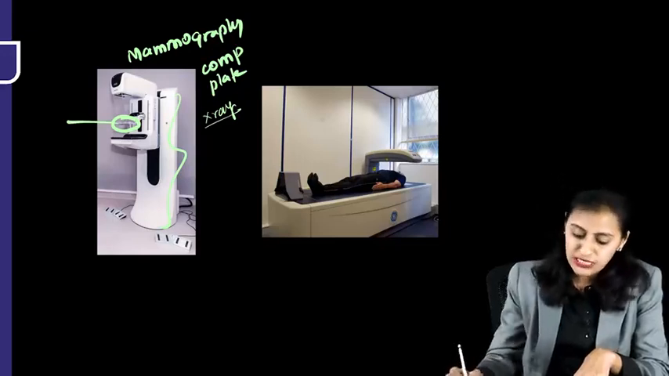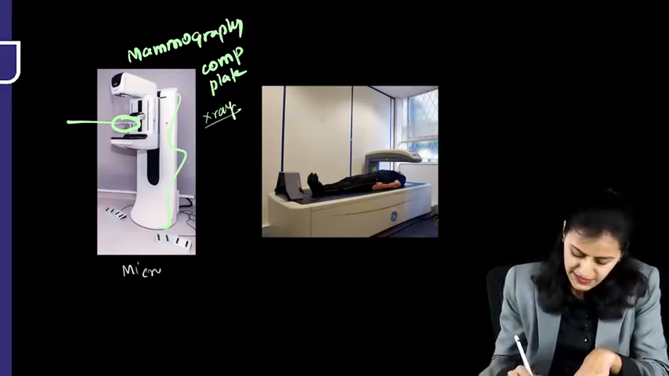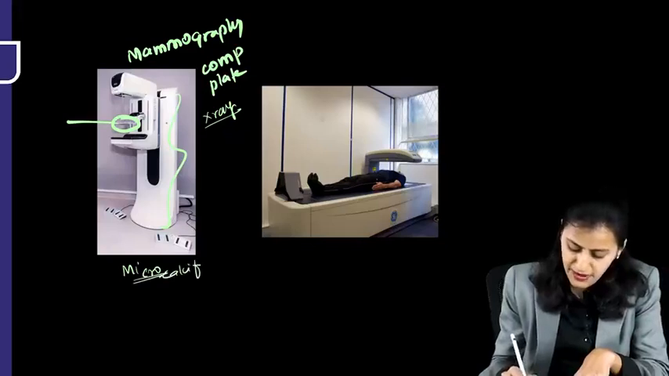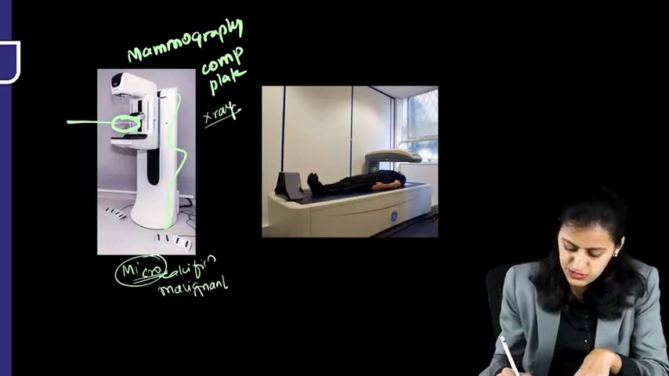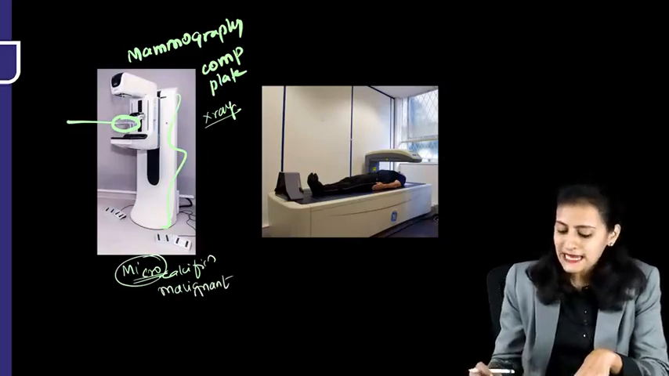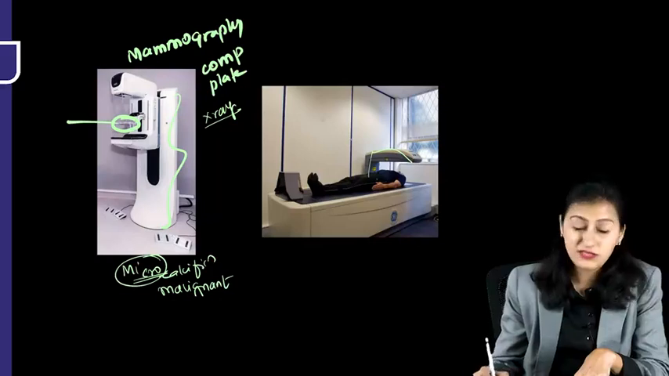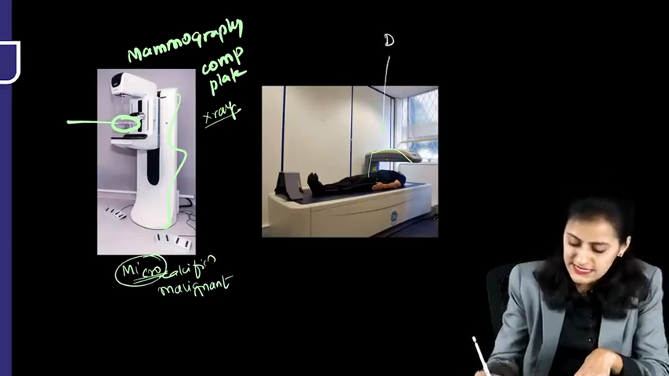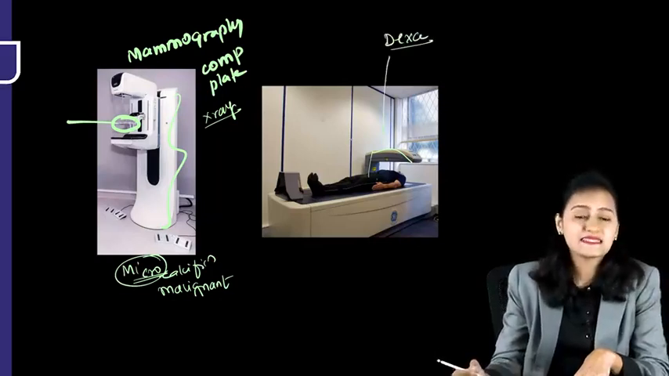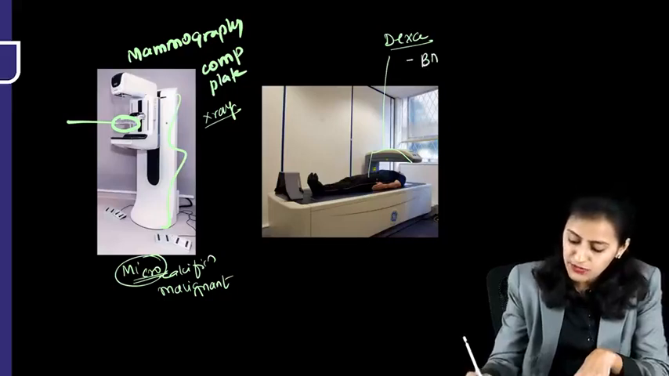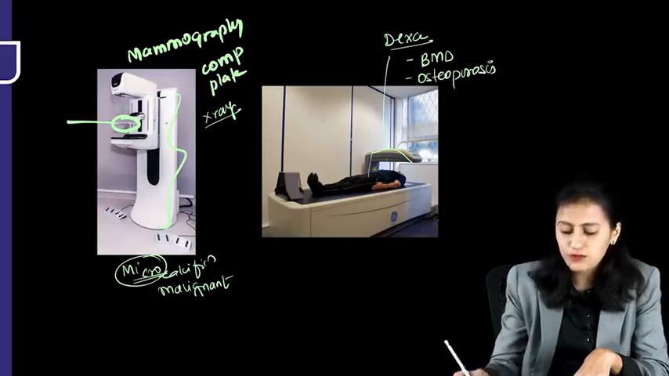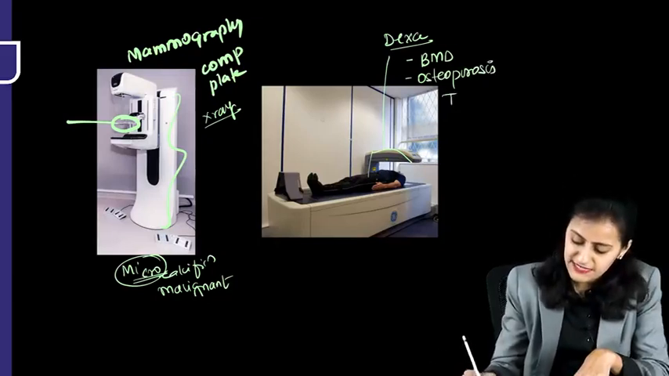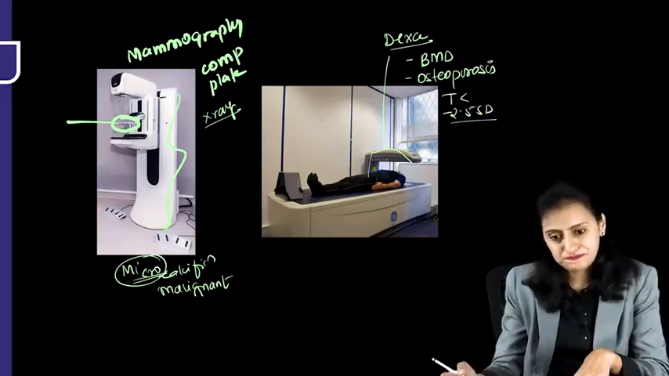So it is used for screening for breast cancer. Most important finding that we are looking for is microcalcification. Remember, it is microcalcification which is malignant. The next one that we see here, this machine here with the patient lying, this is the DEXA. This is DEXA scan, which is used for bone mineral density, which helps us in the diagnosis of osteoporosis, which is defined as T-score less than minus 2.5 standard deviation.